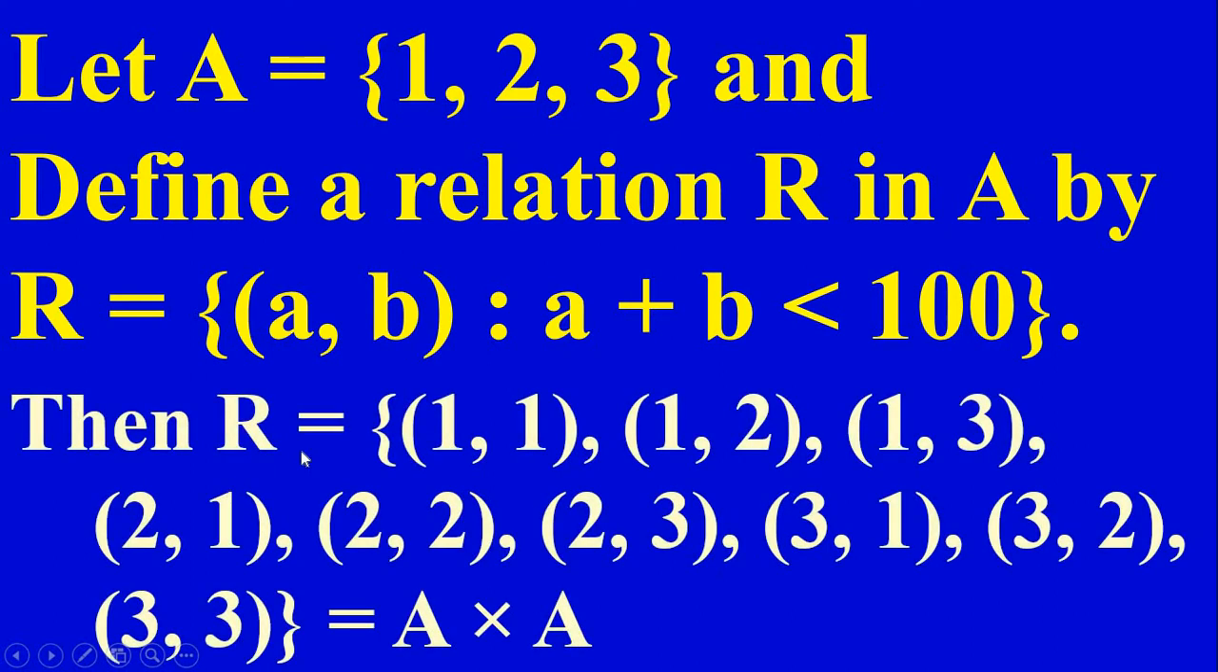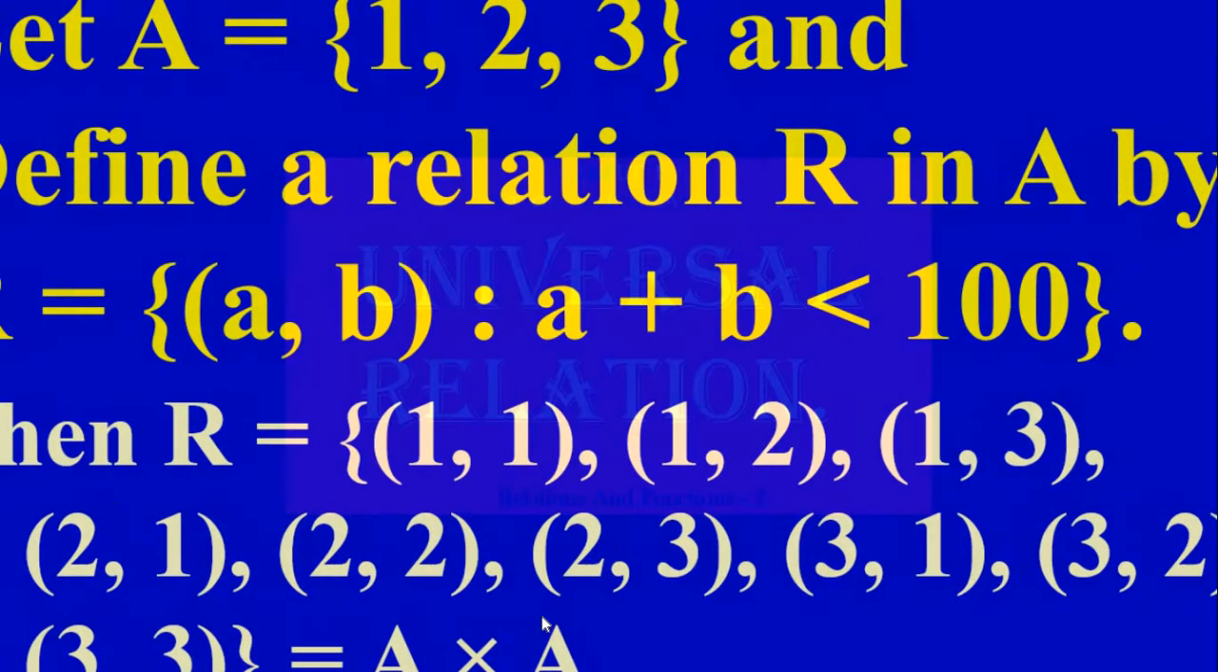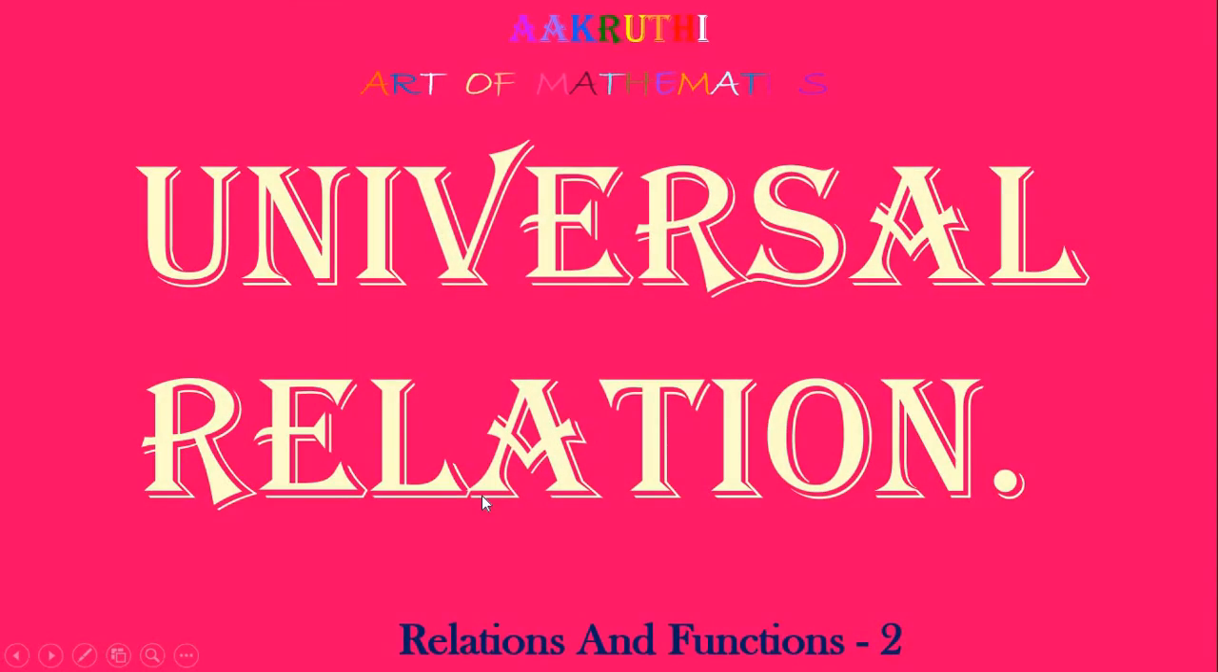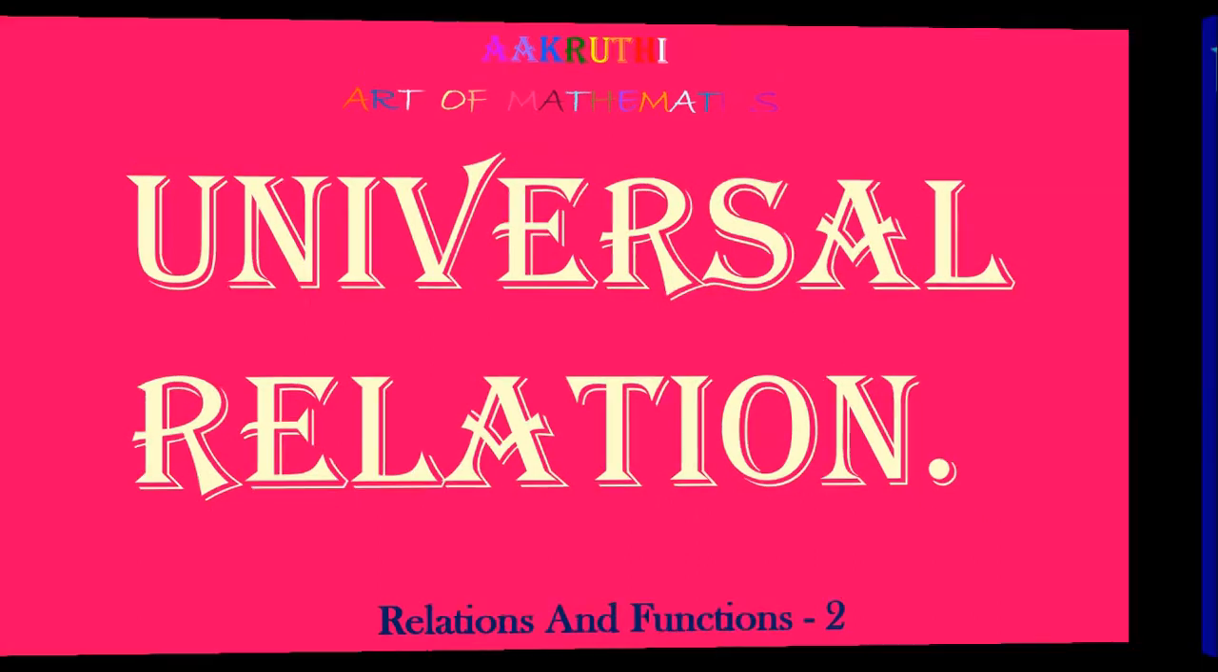So here relation is (1, 1), (1, 2), (1, 3), (2, 1), (2, 2), (2, 3), (3, 1), (3, 2), (3, 3). In this relation, we have all the ordered pairs of A cross A. So this type of relation is called as universal relation, where R is same as A cross A.